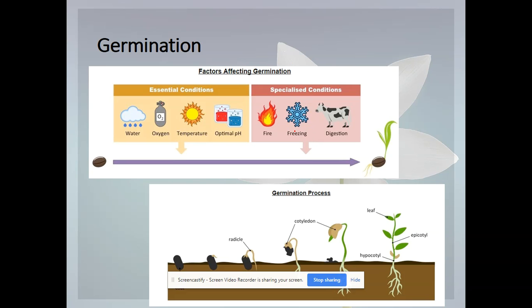Some seeds need to go through a freezing season. The bulbs that we plant outside, they need to freeze. Our tulips and our daffodils like to get cold through the winter to thaw out and bloom in the spring.